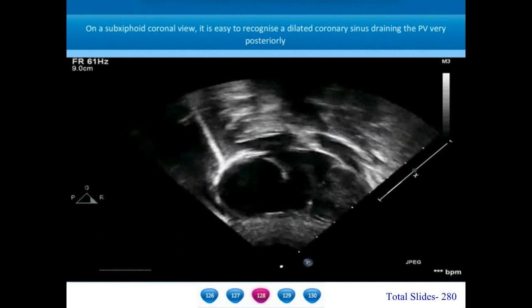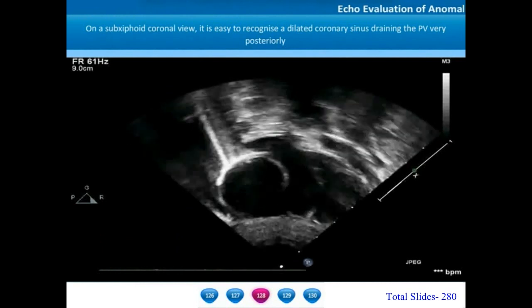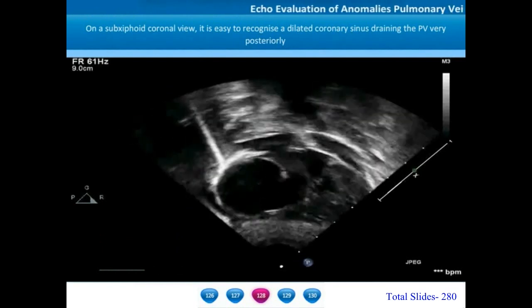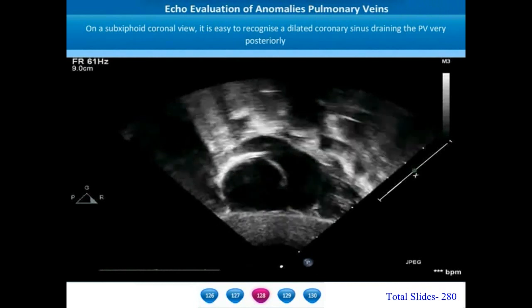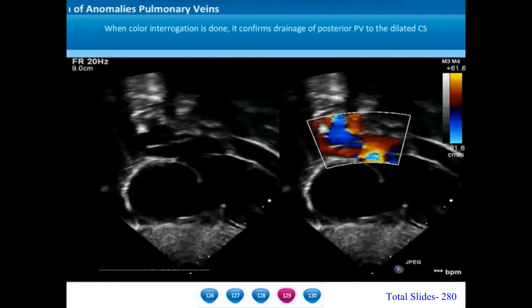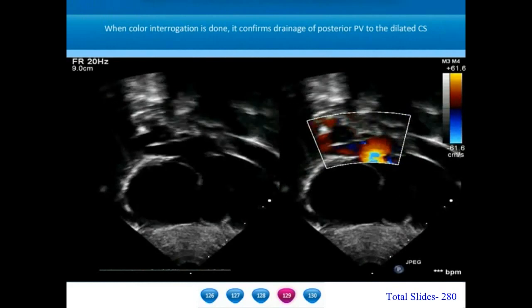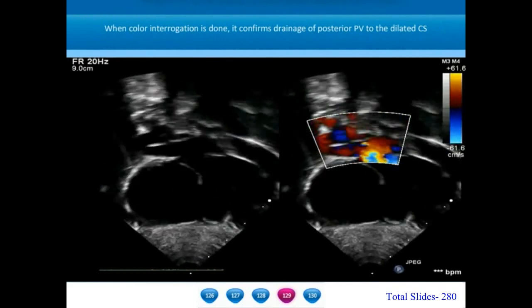A subxiphoid coronal view showing the pulmonary veins draining on to a dilated coronary sinus. This is a classical view of a coronary sinus type of TAPVC. A color Doppler interrogation from the pulmonary vein into the coronary sinus shows that the pulmonary veins are converging towards the coronary sinus.